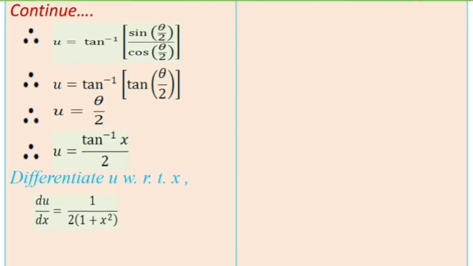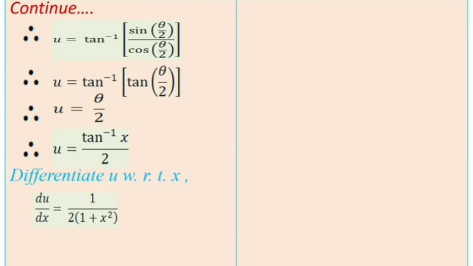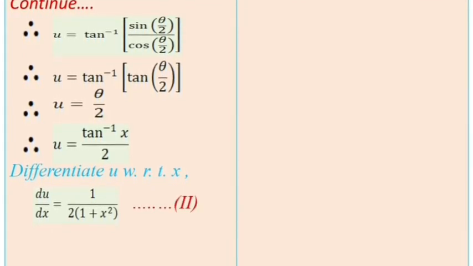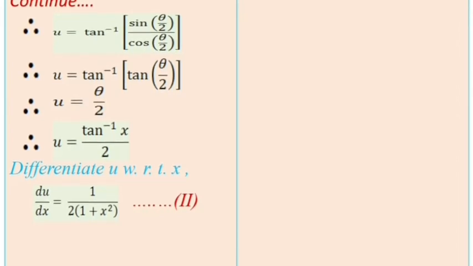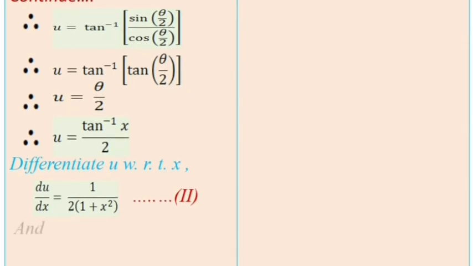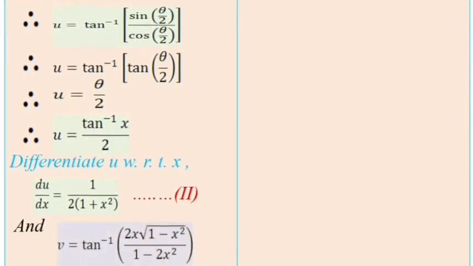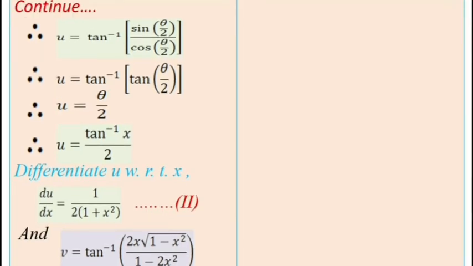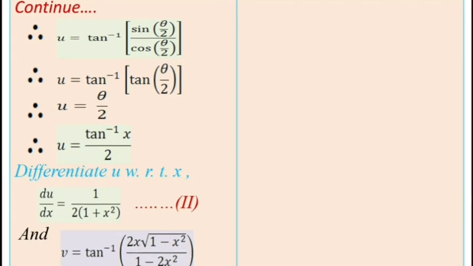Therefore du/dx = 1/(2(1 + x²)), and that is equation number 2. Similarly, now we have to take the derivative of v with respect to x. First take the v function: v = tan⁻¹(g(x)), that is tan⁻¹(2x√(1 − x²)/(1 − 2x²)). Here again that function is an inverse function, and therefore we have to apply the substitution method.